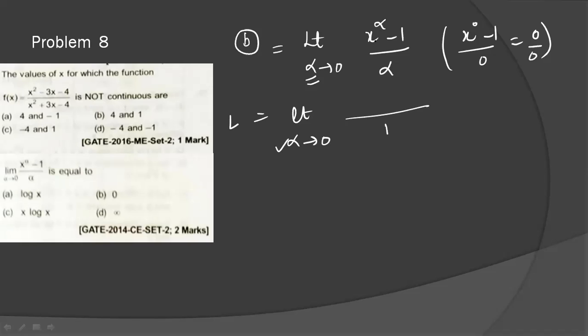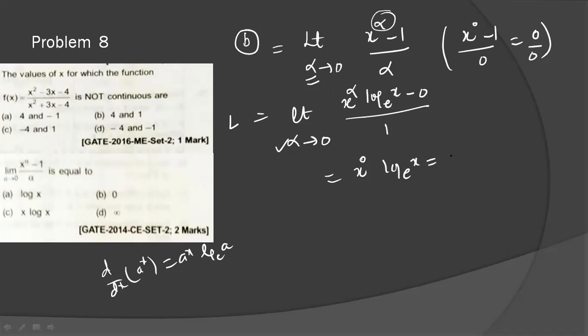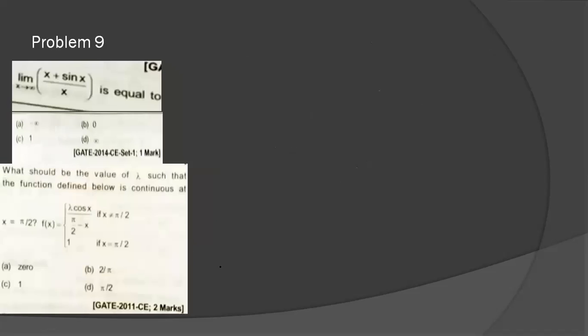In the numerator, it will be treated as a to the power x, because the variable is in the power. So the derivative will be x to the power alpha log x. Don't go wrong here. The differentiation looks like a to the power x, which gives a to the power x log a, because we treat x as a constant and alpha as the variable here. Now put alpha equal to 0, it will give x to the power 0 log x. So the limit will be log x, which means option A is correct.